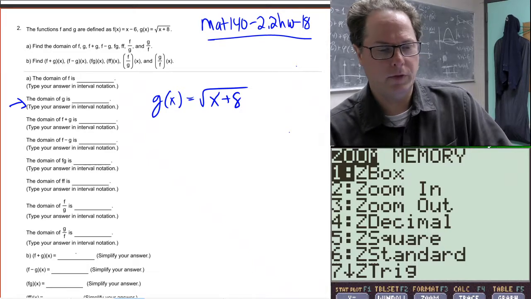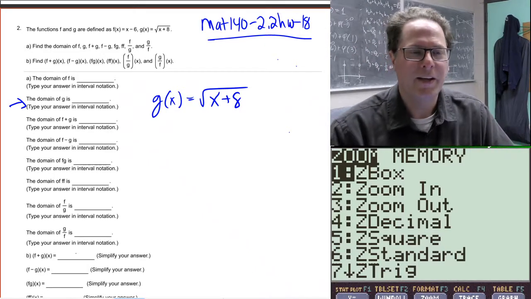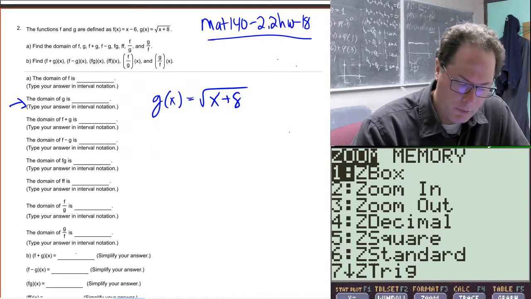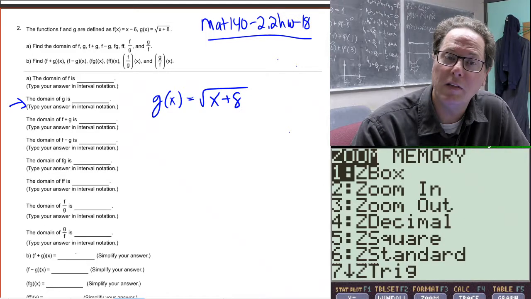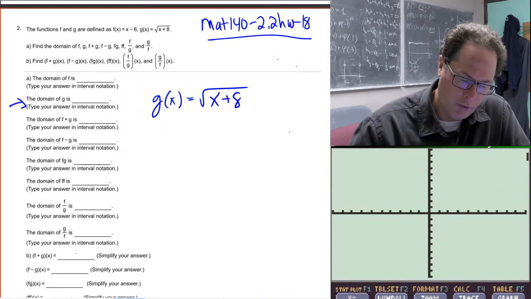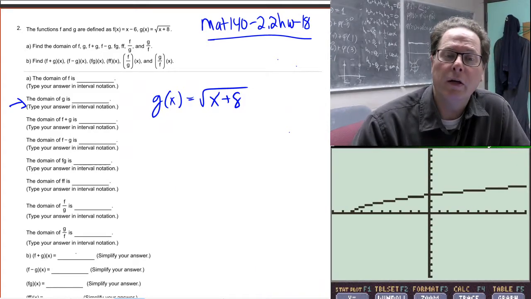Excuse me just a second. Lost my mouse. Sometimes it's helpful to hit zoom and then choose number 6, ZStandard. Most graphs would fall under that category, and this one definitely does. So you see our graph there.